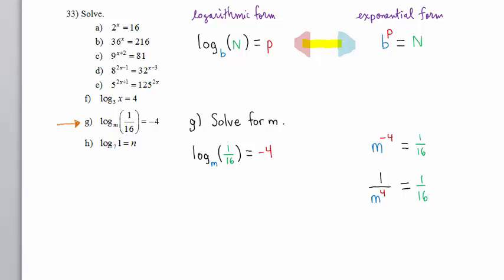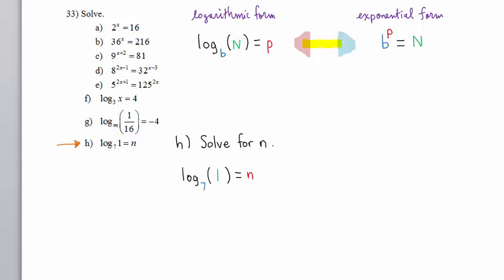What number to the 4th power is 16? The answer is 2. 2 to the 4th power is 16. Right? That makes sense to replace the m with 2. We get a true statement. So indeed, the solution for m is 2.